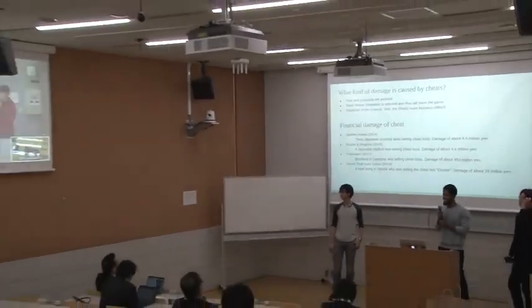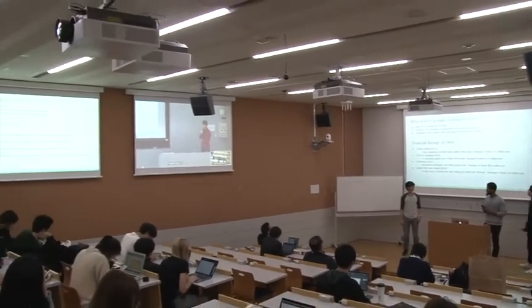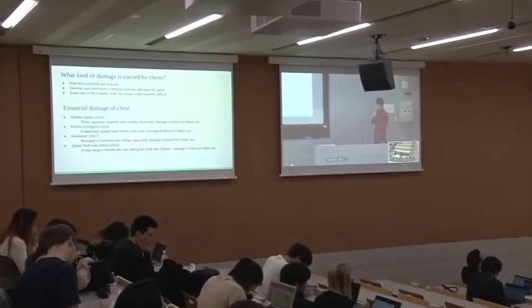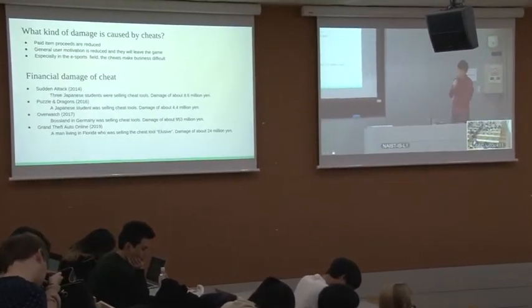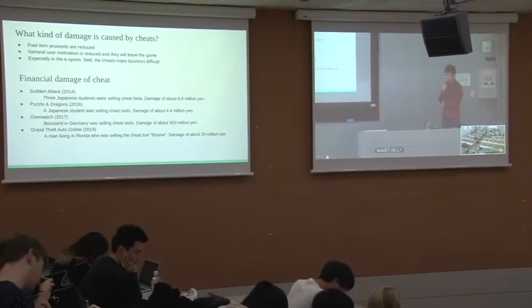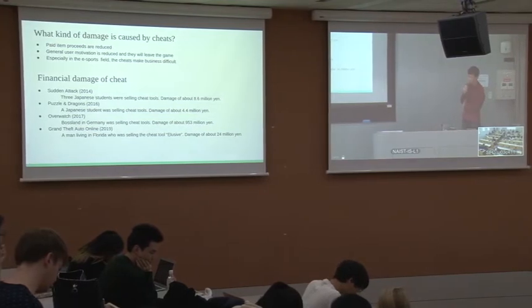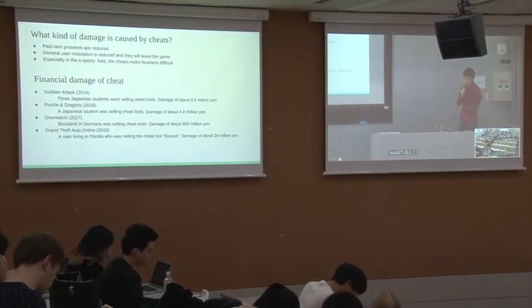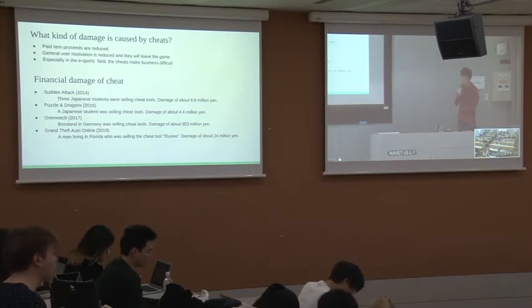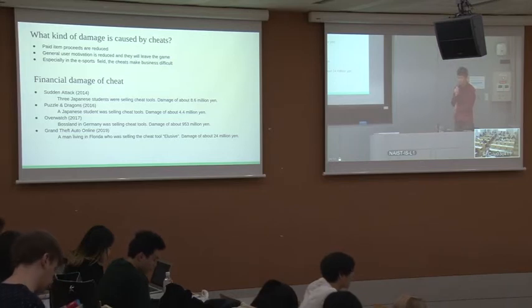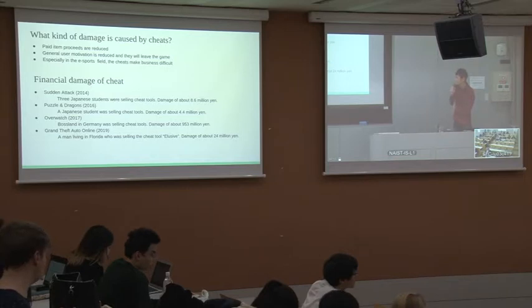The game companies suffer the following damages due to cheating, such as reduced paid item proceeds and reduced general users. Especially in the esports field, cheating makes the business fail. The actual financial damages are below. Above all, the German company Bossland's cheat caused particularly large damage compared with personal cheats. Moreover, there is also damage this year. Next slide, please.